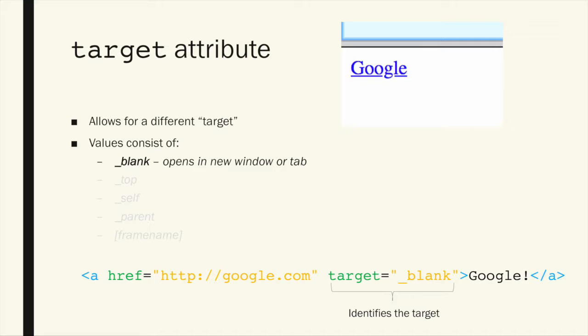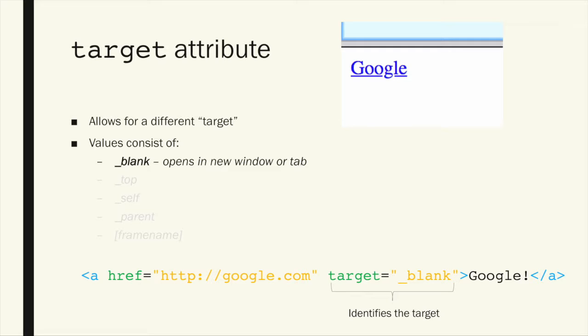And this is going to identify the target. Well, what is underscore blank? This means that we're going to be opening up the link in a new window or tab, depending on how the browser is set up. Most modern browsers operate in tabs. If you have an older browser, such as Internet Explorer 6, then the link will open up in a new window. But again, in today's modern society, most browsers operate in tabs. Regardless, the underscore blank does the exact same thing. It'll open up the link in a new window or tab.